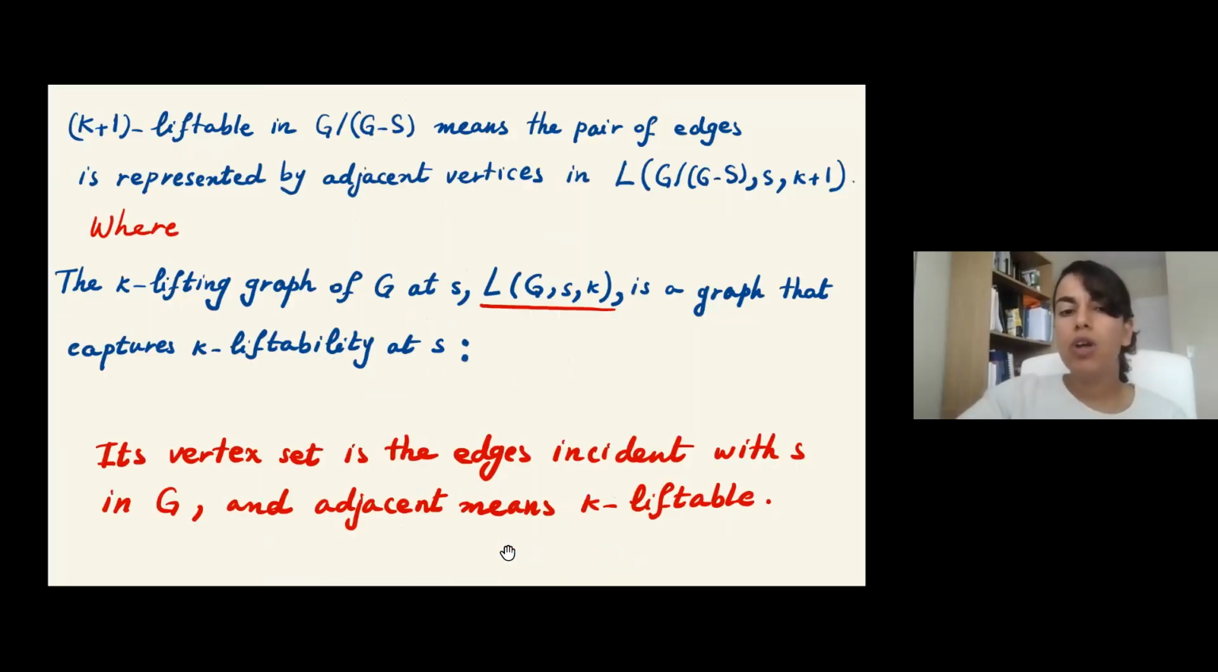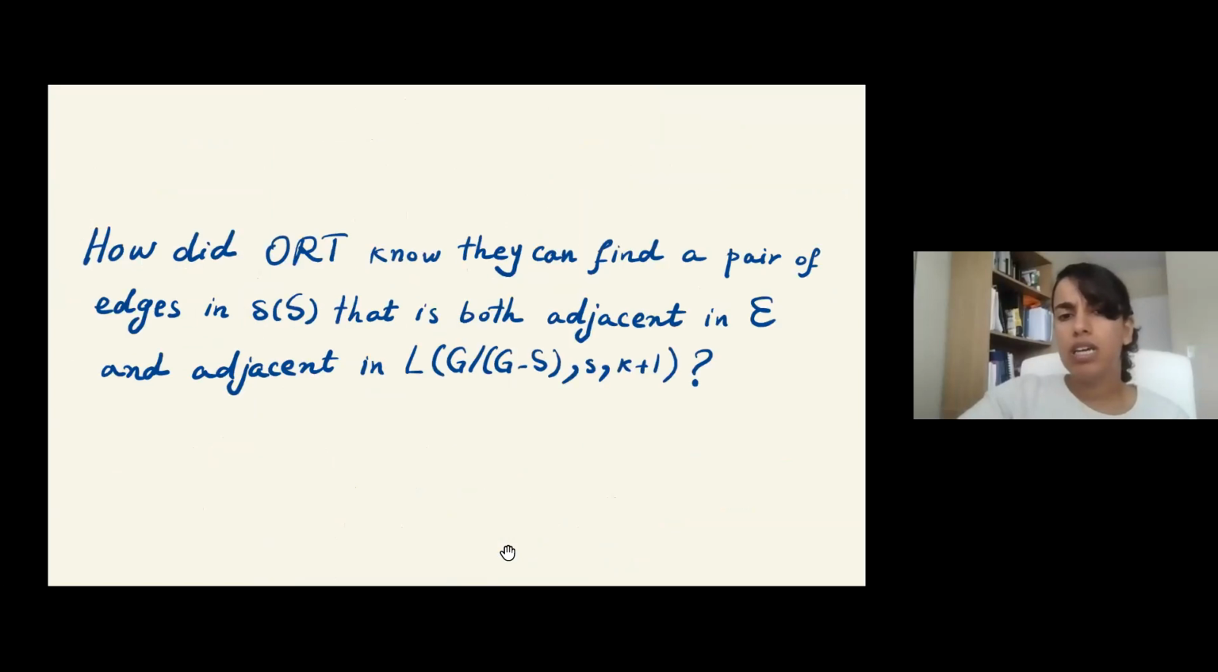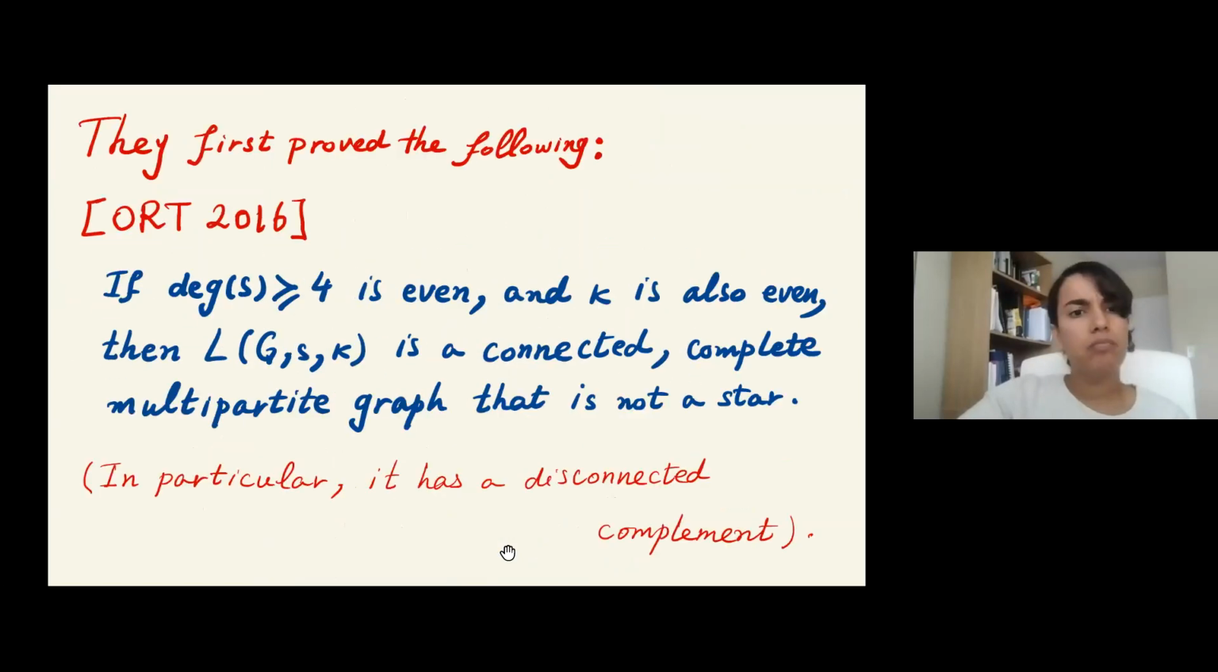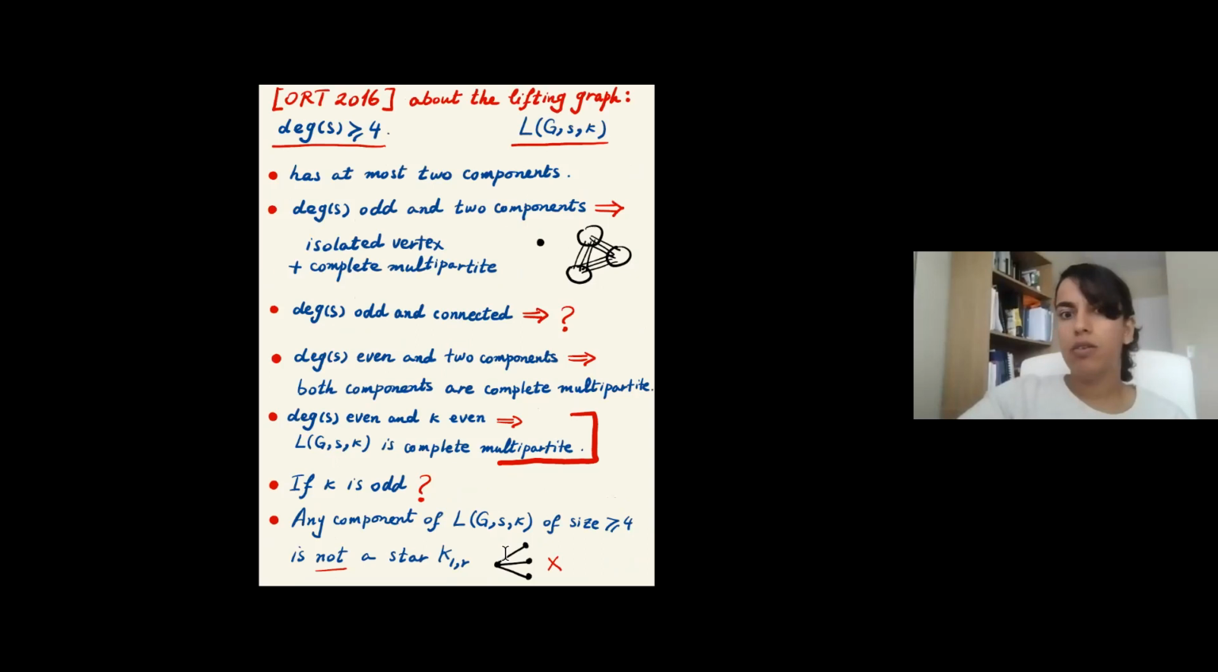So we need to know what to do when the size of the cut is odd, or when the degree is odd. What happens in the lifting graph when the degree is odd? They already knew a few things about the lifting graph when the degree is odd. So this is a summary of all what they knew about the lifting graph.